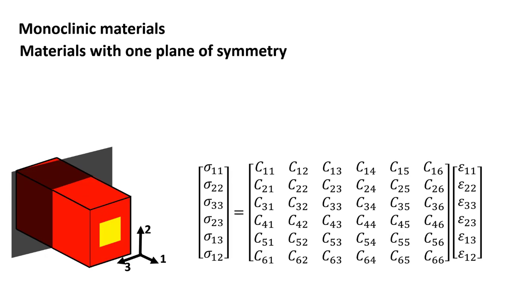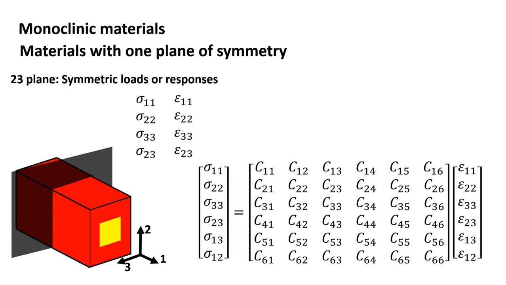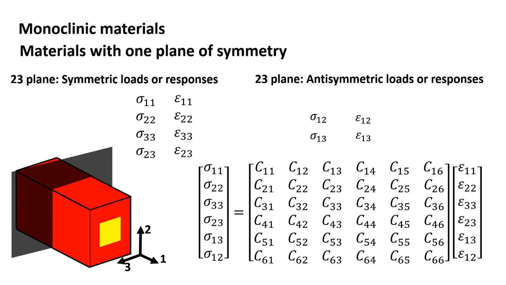To answer this question, we need to look at the loads and responses with respect to the plane of symmetry. In this example, the plane of symmetry is the 2-3 plane. The stresses and strains can be divided into two groups: symmetric and antisymmetric, with respect to this plane. The symmetric components include the normal stresses and strains in all three directions, together with the shear stress and strain that lies within the plane of symmetry. The remaining shear components are antisymmetric with respect to the plane of symmetry. These correspond to shear in planes perpendicular to the symmetry plane.